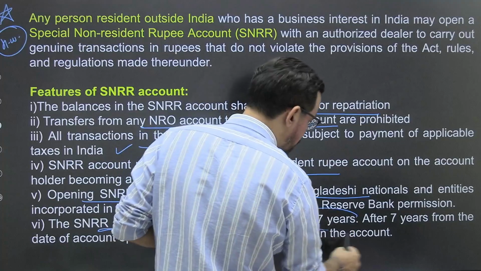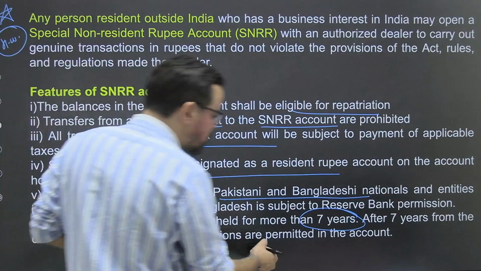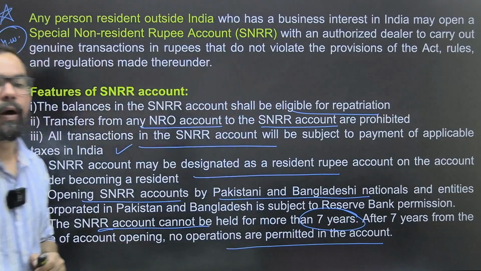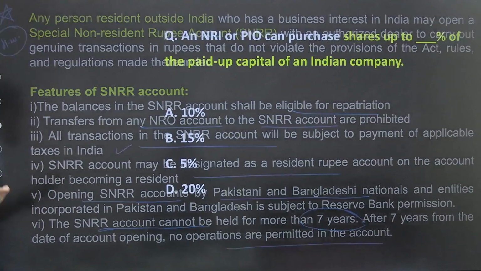Okay, so after 7 years from the date of account opening, no operations are permitted in this particular account. Okay, so these are very important features of the SNRR accounts. So please do take care of them.